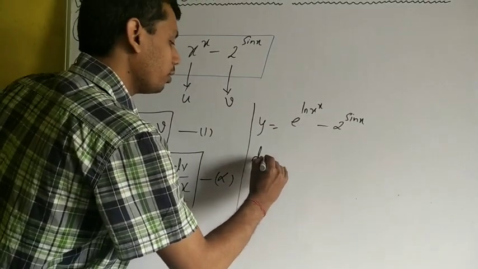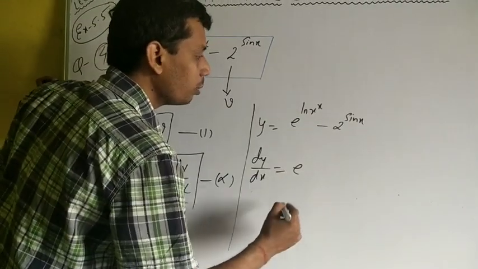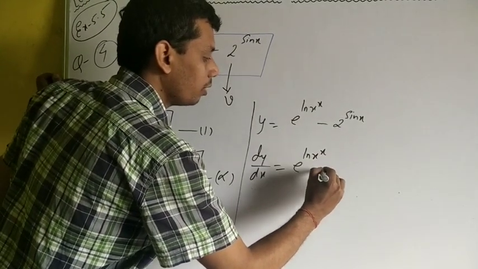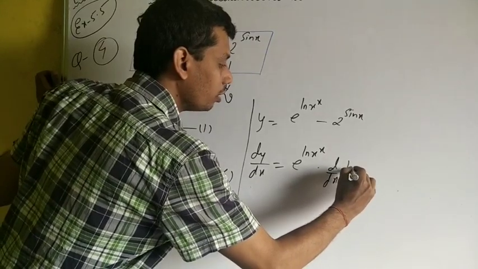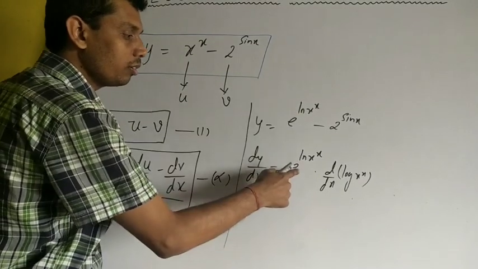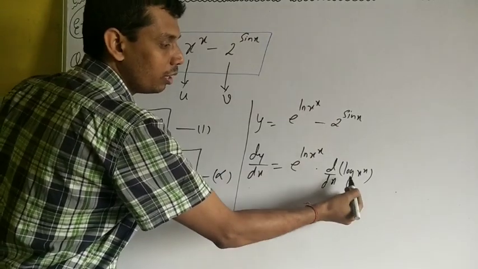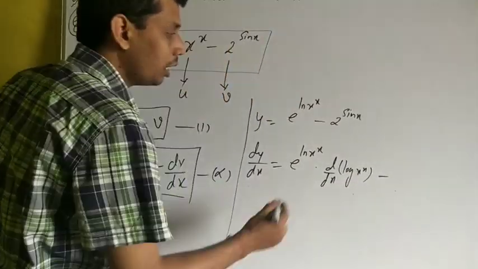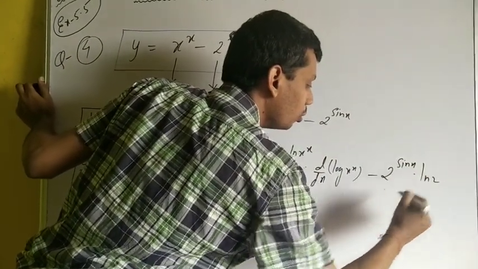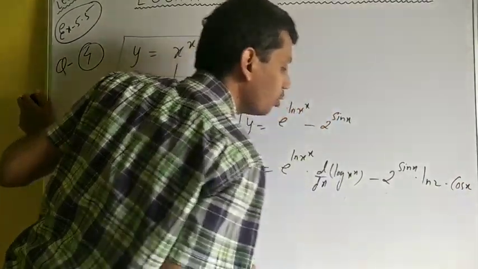Now see, if we differentiate, dy by dx is equal to the differentiation of e to the power ln x to the power x, into d/dx of log x to the power x. Here the differentiation of e to the power x is e to the power x, and then the differentiation of log x to the power x, minus the differentiation of a to the power x, which is a to the power x log a, here ln 2, and then the differentiation of sin x will be equal to cos x.